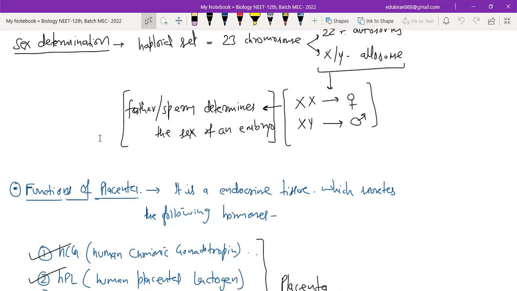Atif, would you like to tell about the sex determination and functions quickly? Let's go to Atif for the second part. You're there, Atif? Yes, sir. So in sex determination in humans, each haploid set has 23 chromosomes, that is 22 autosomes and 1 allosome. The allosome can either be X or Y. If it is XX, then the offspring will be female, and if it is XY, the offspring will be male. Since males have the Y chromosome, the fathers are the ones responsible for the sex of the offspring.